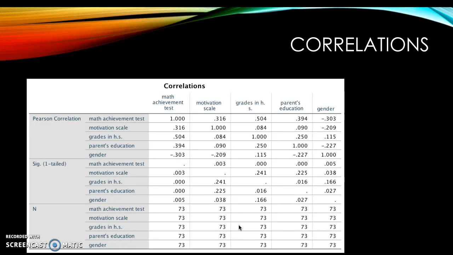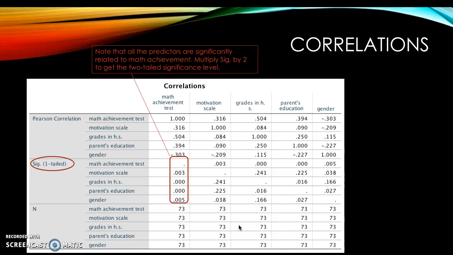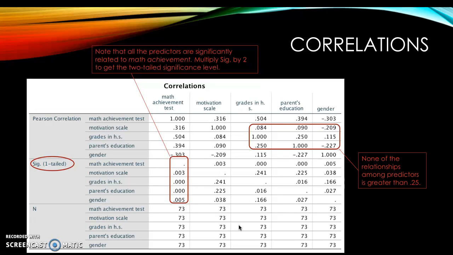The next piece of output is the correlations. The correlation table shows that all predictors are significantly related to math achievement. There are only low to moderate relationships among the 4 predictor variables. This is good because it suggests that collinearity is not high, a condition of multiple regression.